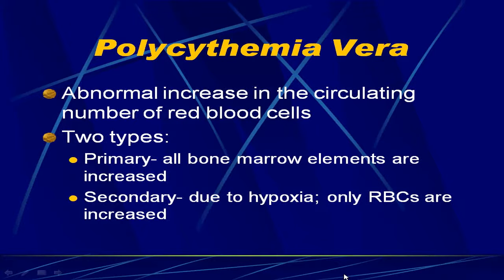And so with secondary polycythemia vera, this is secondary only to hypoxia, and so only the red blood cells are going to be increased with this type.